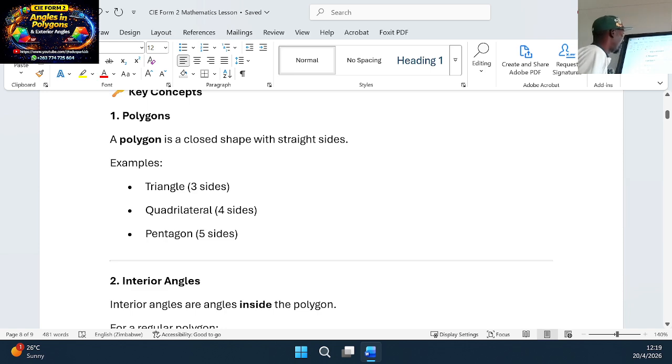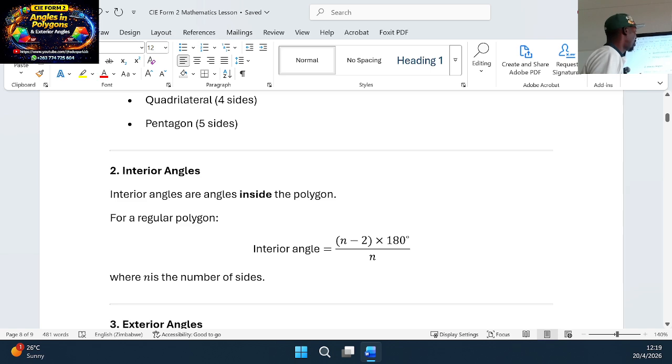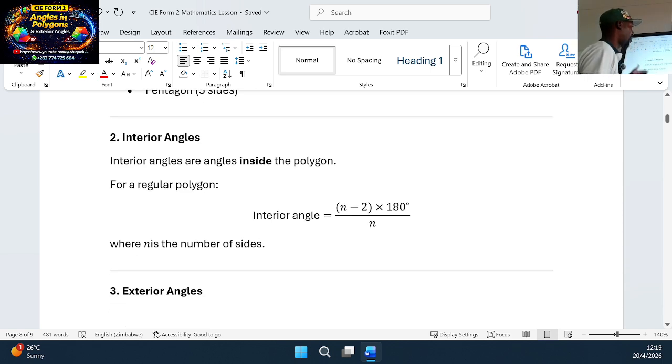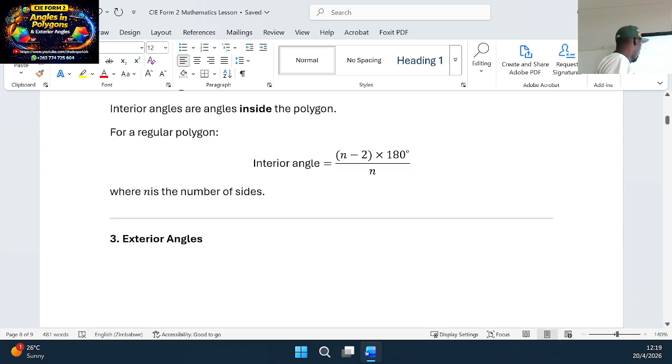This is a closed shape with straight sides. Examples: triangle with three sides, quadrilateral 4, pentagon 5, hexagon 6, you name them. Interior angles are angles inside the polygon. For a regular polygon, when we say regular, it means all sides are equal. Interior angle is calculated as (n minus 2) times 180 degrees over n, where n is the number of sides.